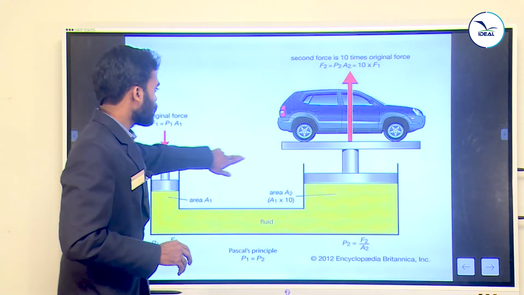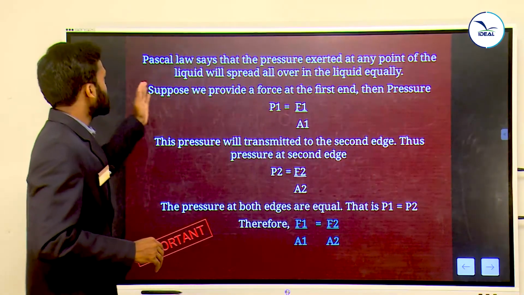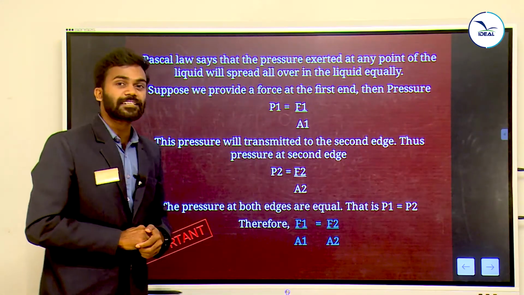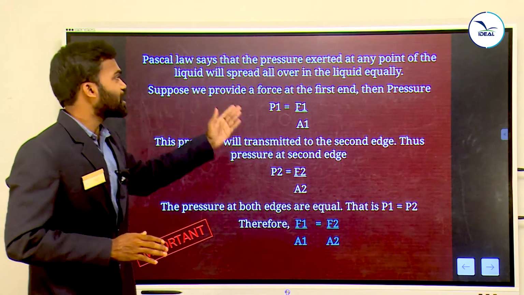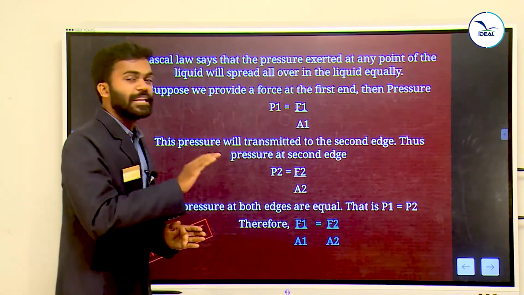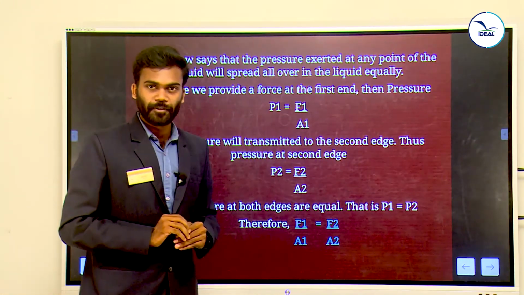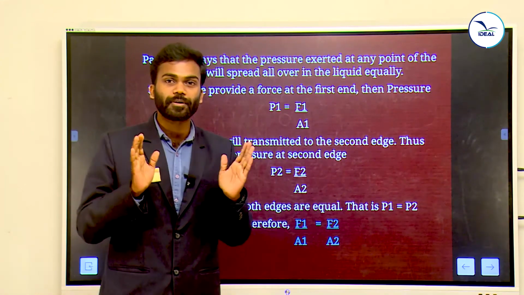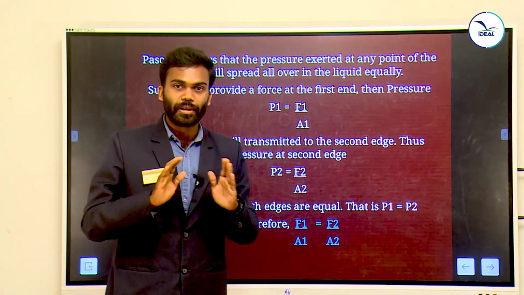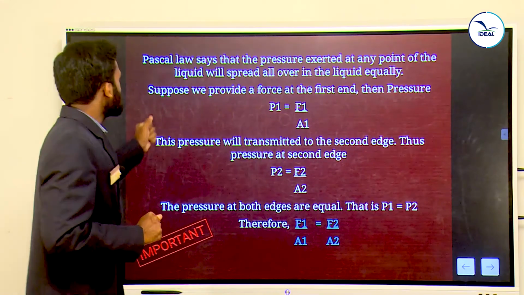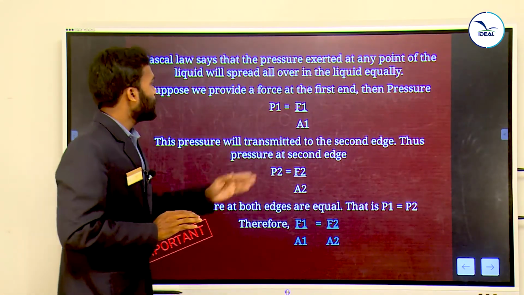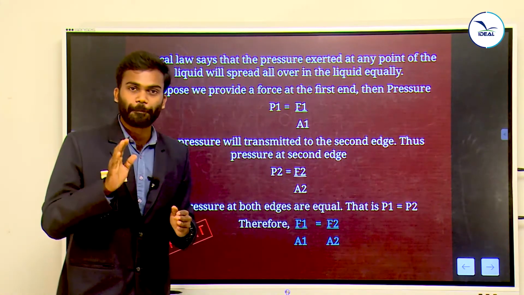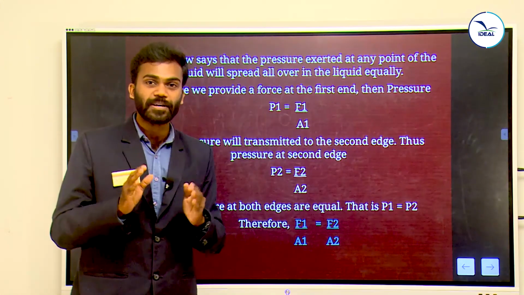Okay, Pascal's law says that the pressure exerted at any point of the liquid will spread all over the liquid equally. The pressure will spread all over the system equally. Suppose we provide a force at the first end, the pressure P1.